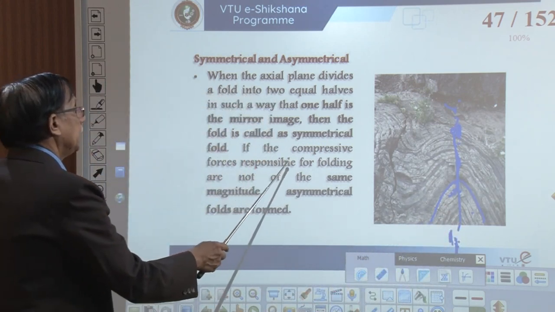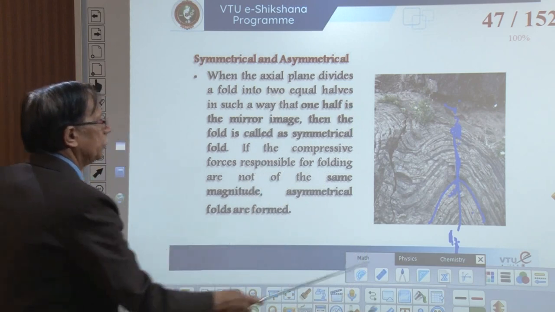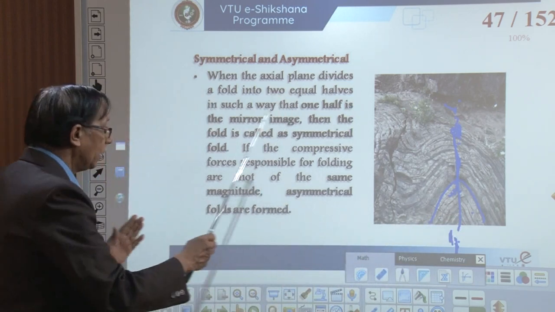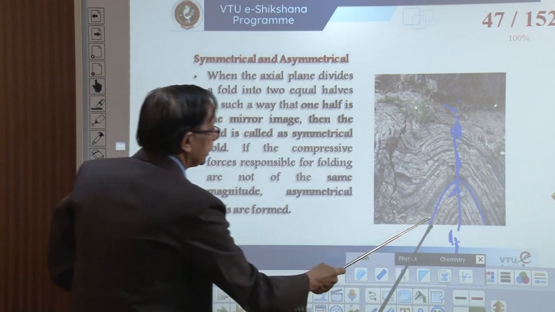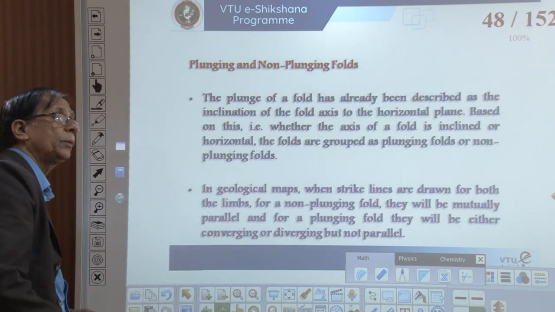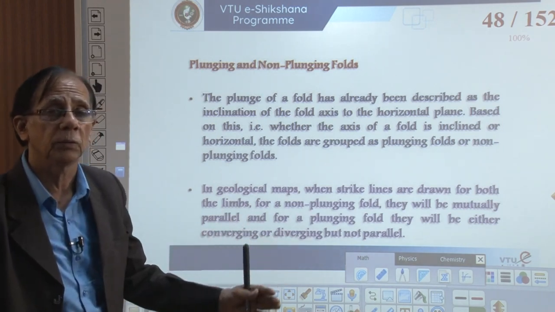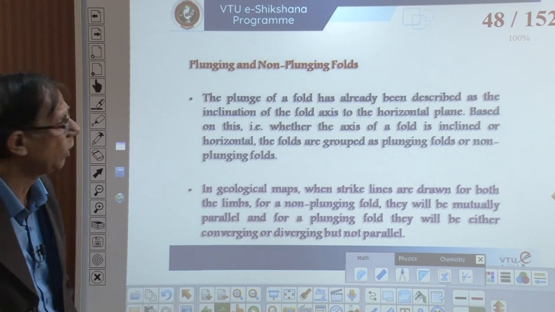So if the compressive forces are equal, then we have this one. If they are unequal, then folds are not symmetrical. They can become asymmetrical. I get some idea about how the force came, whether they were equal from both directions or different.